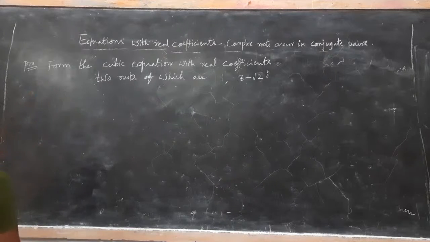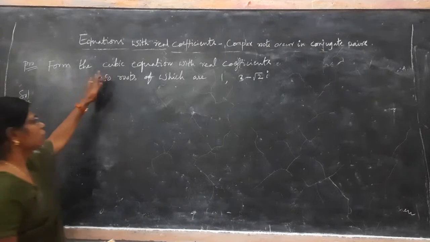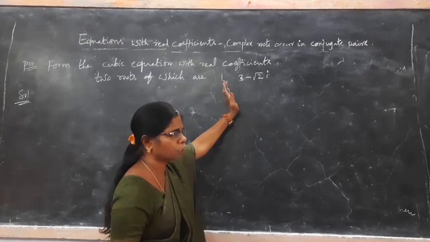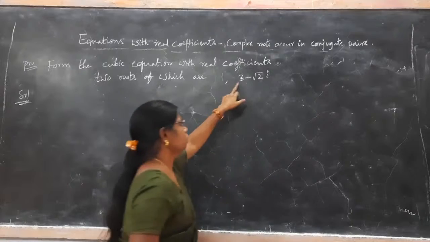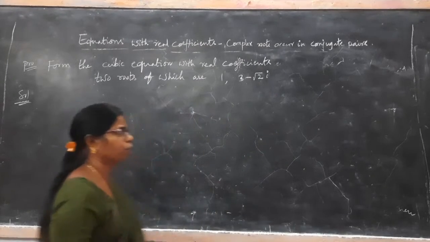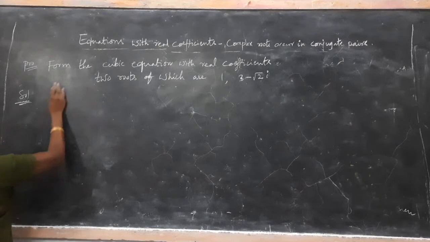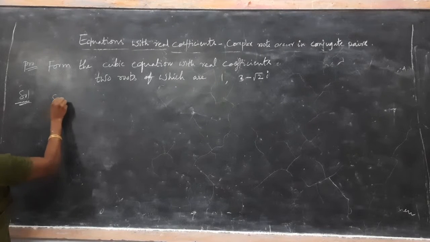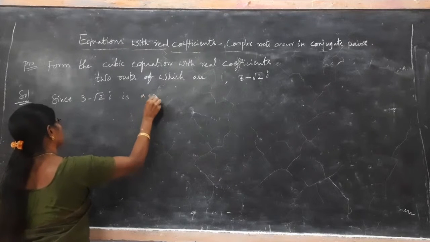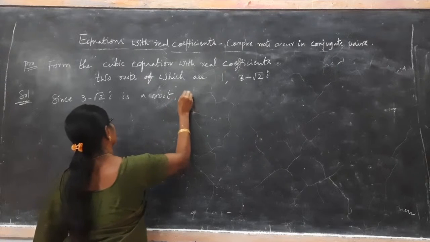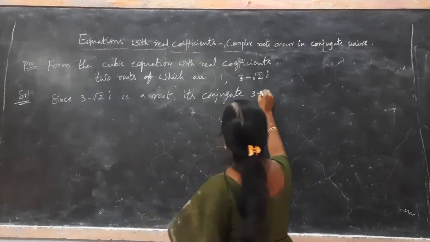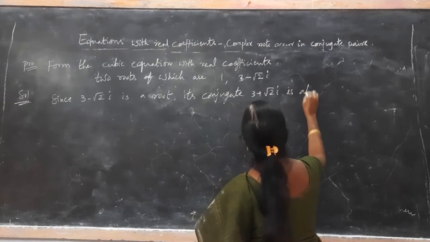The small trick here is: see here, form the cubic equation, they said. Two roots are given, 1 and 3 minus root 2i. When two roots are given for a cubic equation, we need one more root. So what is that root? Look here, 3 minus root 2i is a complex number. So if this is a root, what did we say earlier? Its conjugate is also a root of the polynomial equation. That's why I am writing here. See, since 3 minus root 2i is a root, its conjugate, what is its conjugate? 3 plus root 2i is also a root.